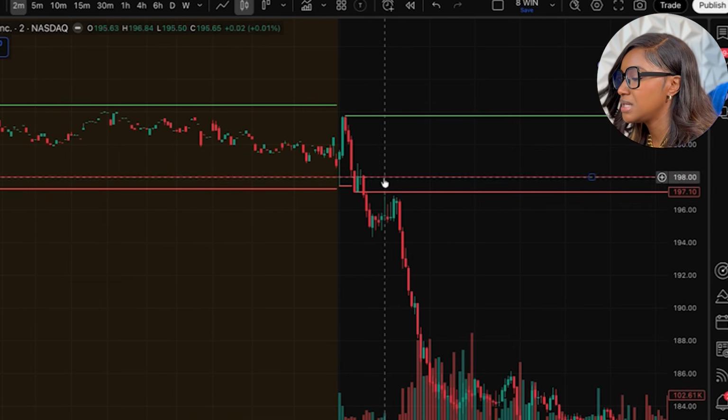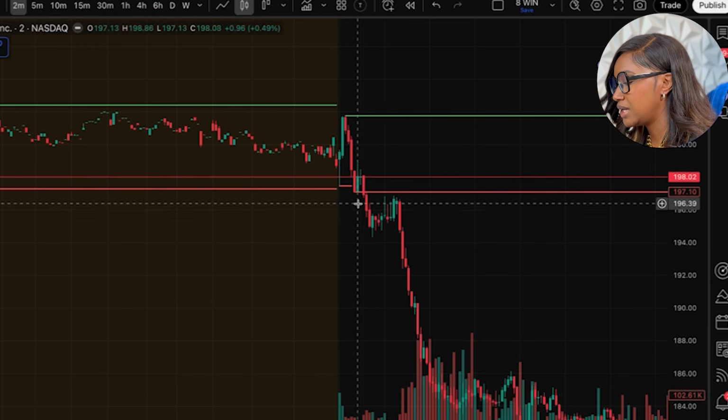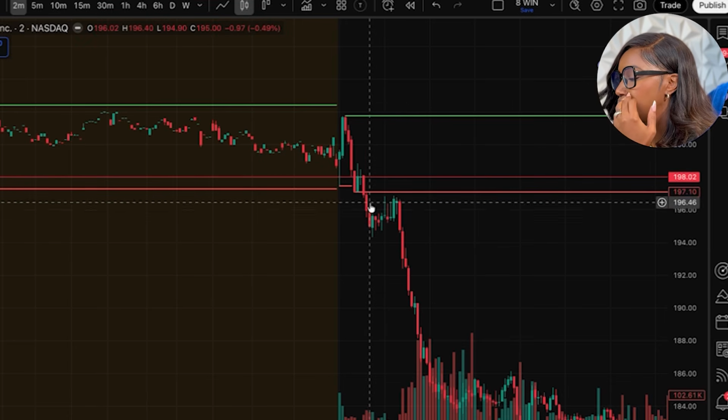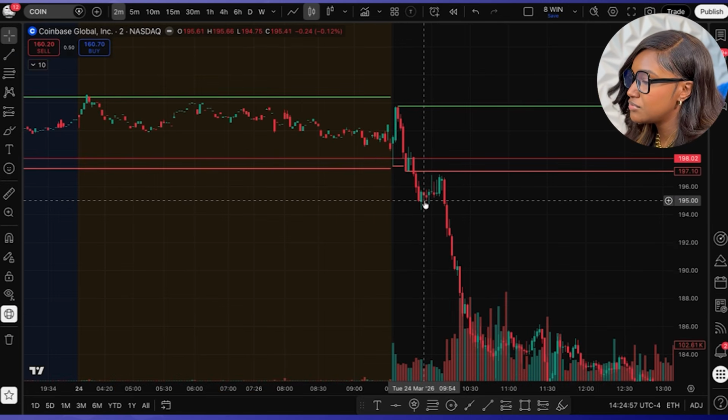Now, what we see here on this coin chart, like I said, we took this live. A lot of our friends in the group were able to catch this. What we see here is we get a break of the ORB, right? And the beauty of the way that we trade using this strategy is we have confluences or confirmations or reasons why we get into this trade.